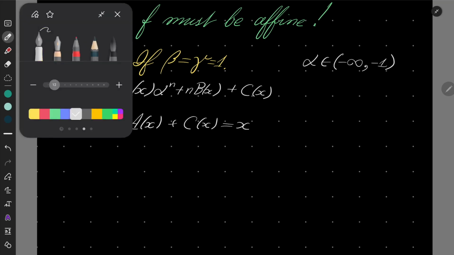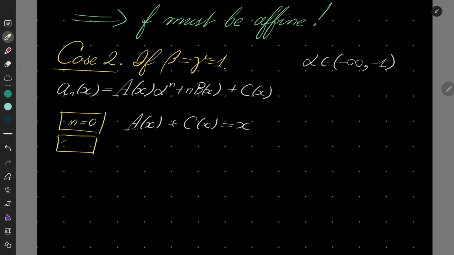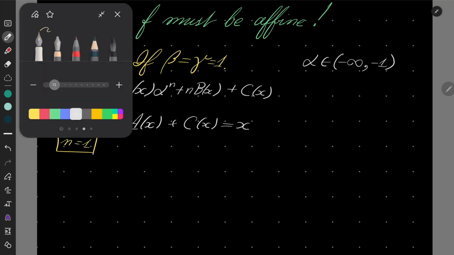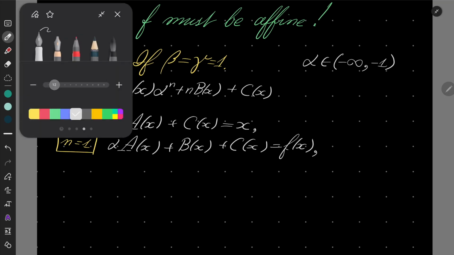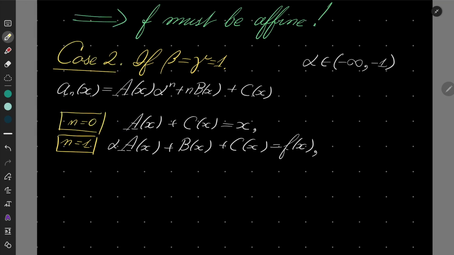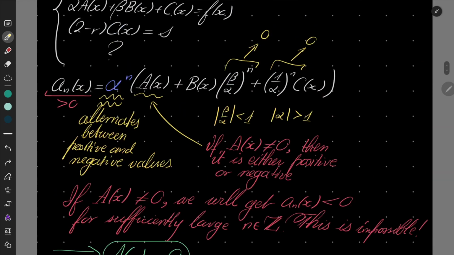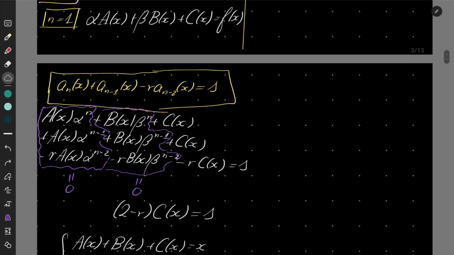If I set n to be equal to 1, I have a of x times alpha plus b of x plus c. It's f of x. Two equations. How do I get the third equation? Again, by using the recursion. Remember, once again, I will copy it. Now we use our recursion.